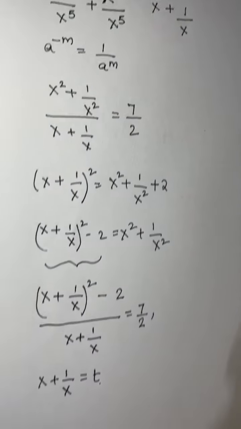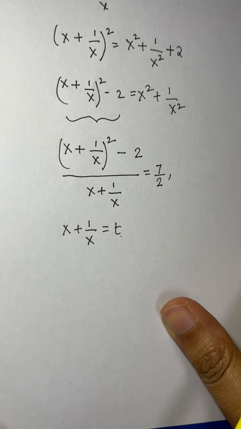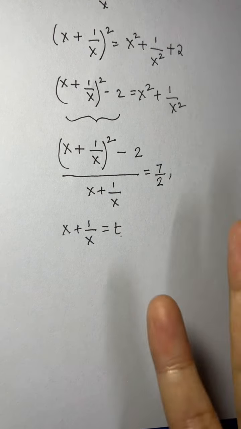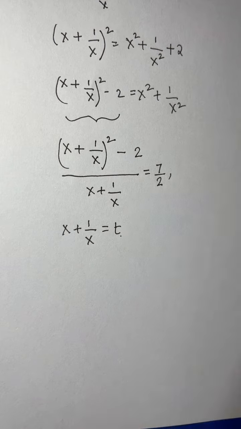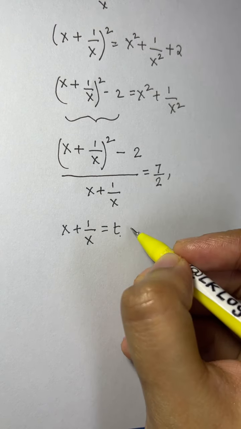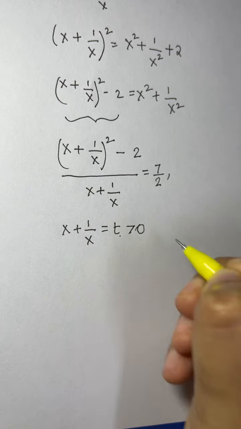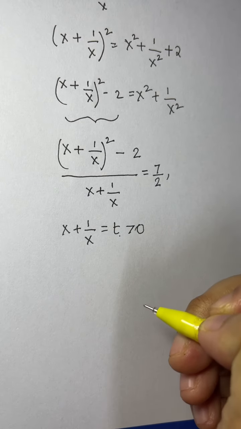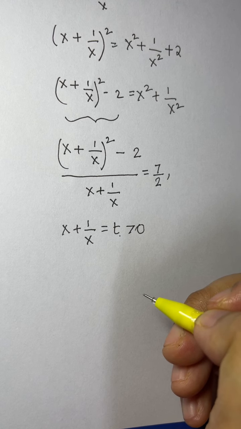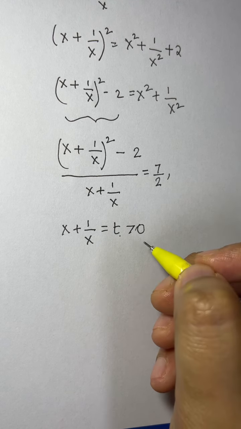Now if x is negative, the denominator is positive and the numerator is negative in the main equation, if you check. Negative divided by positive is always negative, so x cannot be negative. Therefore t should be positive. So always t has to be greater than 0, because x has to be positive. If x is positive, t is positive.